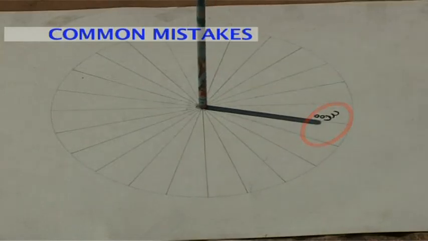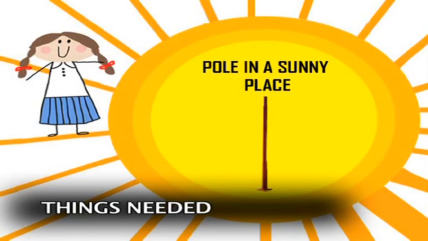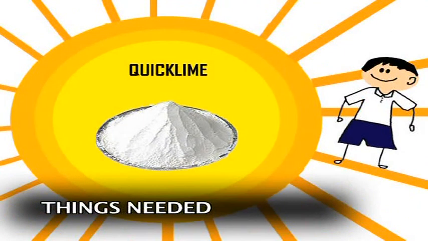The same experiment can be done differently, and here's what you would need. A vertical pole in a sunny place, a roll of string, tuna or quicklime for the markings. And here's how to make it.